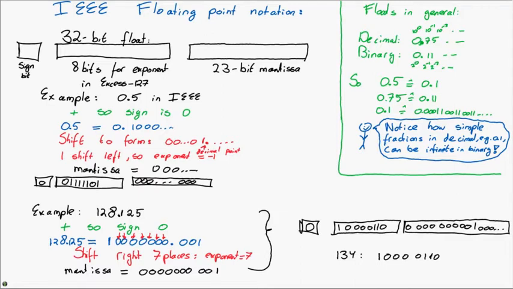I really encourage you to try this with some other numbers. There's plenty of tools online that you can use to verify your answer. And also go the other way around. So you have a floating point number and you're going to go to the decimal notation.